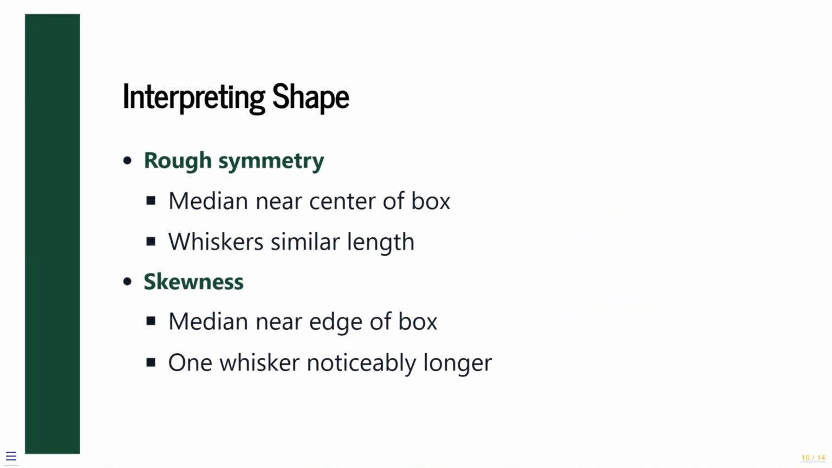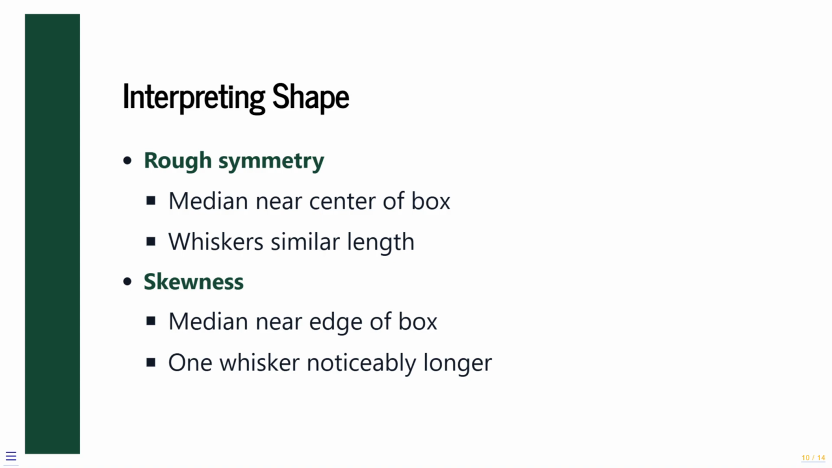Box plots can also give us a quick sense of the shape of a distribution, even though they don't show fine detail. One thing we look at is where the median lies within the box. If the median is roughly centered between Q1 and Q3, that suggests that the distribution is fairly balanced in the middle. And another thing we look at is the whisker lengths.